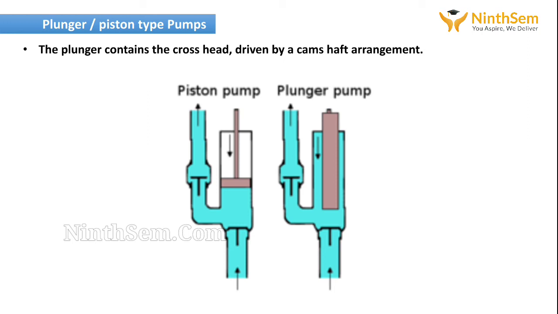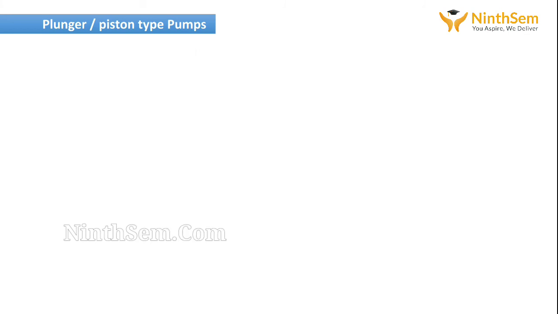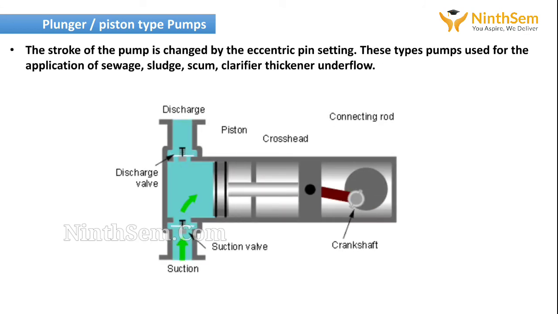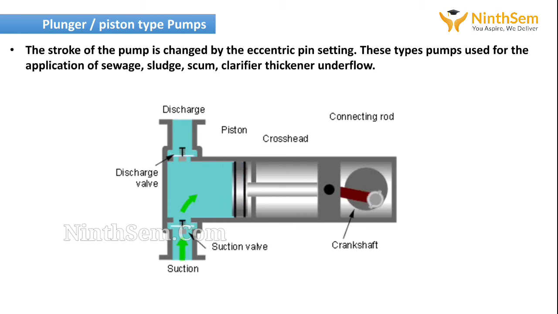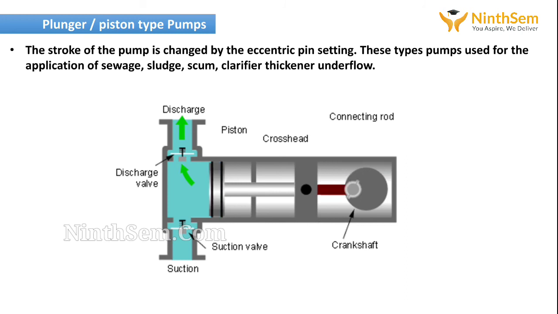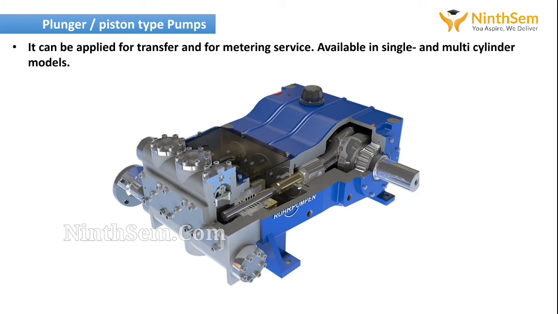Let's discuss plunger or piston type pumps. The plunger contains the crosshead driven by a camshaft arrangement. The capacity of the pump can be adjusted by changing the stroke, the rotating speed of the pump, or both. The stroke of the pump is changed by the eccentric pin setting. This type of pump is used for applications such as sewage, sludge, scum, clarifier thickener underflow. It can be applied for transfer and for metering services. Such pumps are available in single and multi-cylinder models.